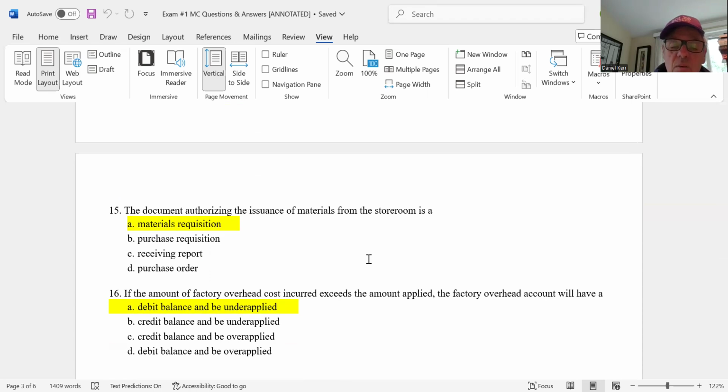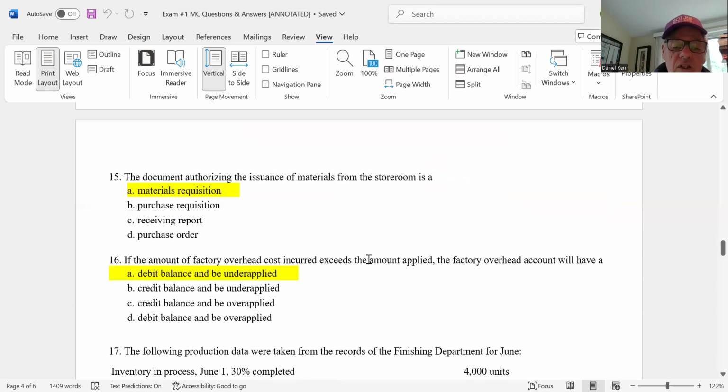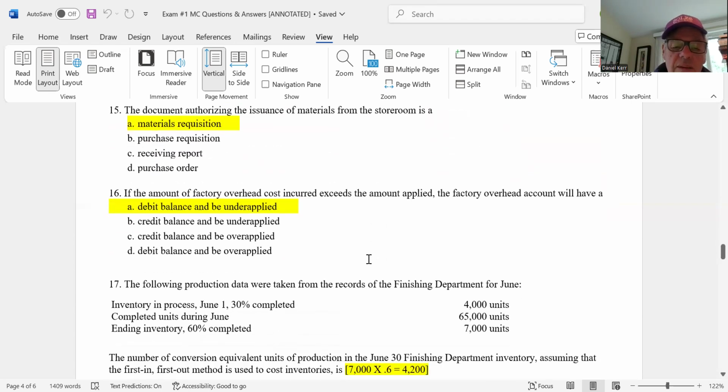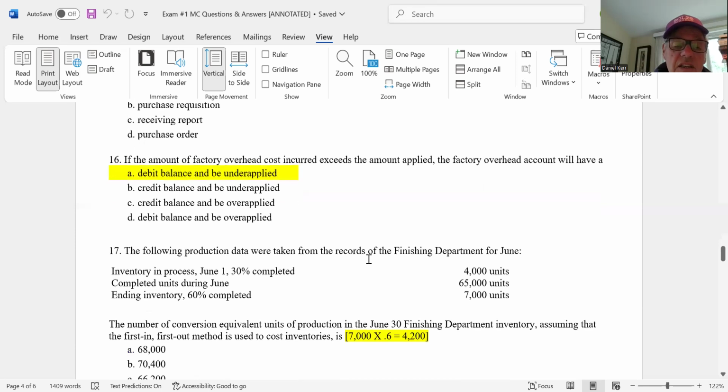So you actually incurred more overhead than you applied to jobs. So if you end up with a debit balance in overhead, that means that you incurred more cost than you applied. 17, the following production data were taken from the records of the finishing department for June.